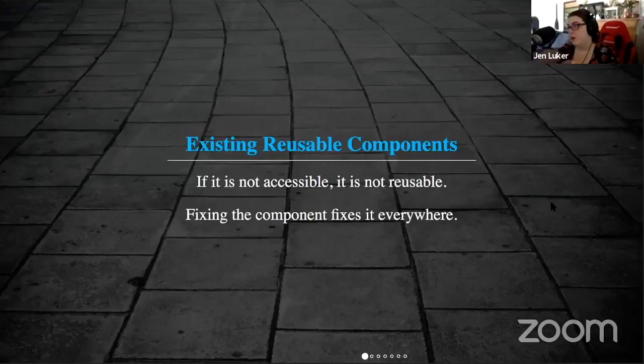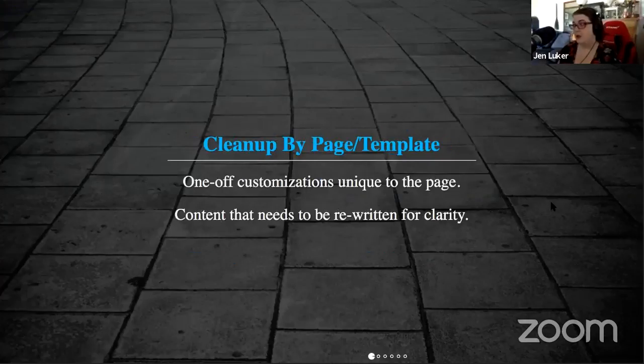The benefit of going through and fixing these reusable components and making them accessible is that when you fix them in the core location, you're fixing them for every version of its reuse. Fixing it once really does fix it almost everywhere. Once those are done, we can do an audit by page or by template, however you lay out your websites, and look at the one-off customizations that have been made that are going to make your site a little bit more inaccessible.